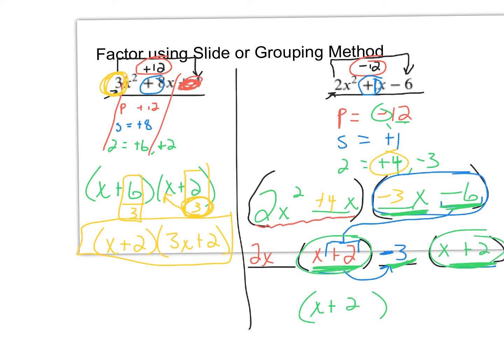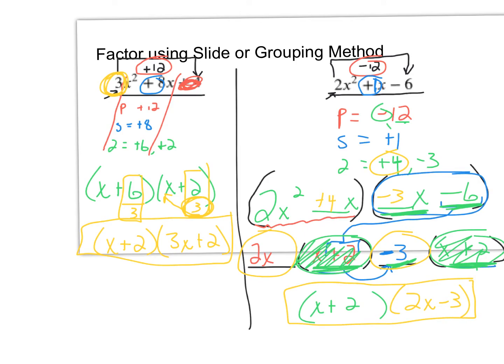So that goes in our lead parenthesis. The second parenthesis, all the garbage on the outside left over. So we're going to have 2x minus 3. And there's your answer. Okay?